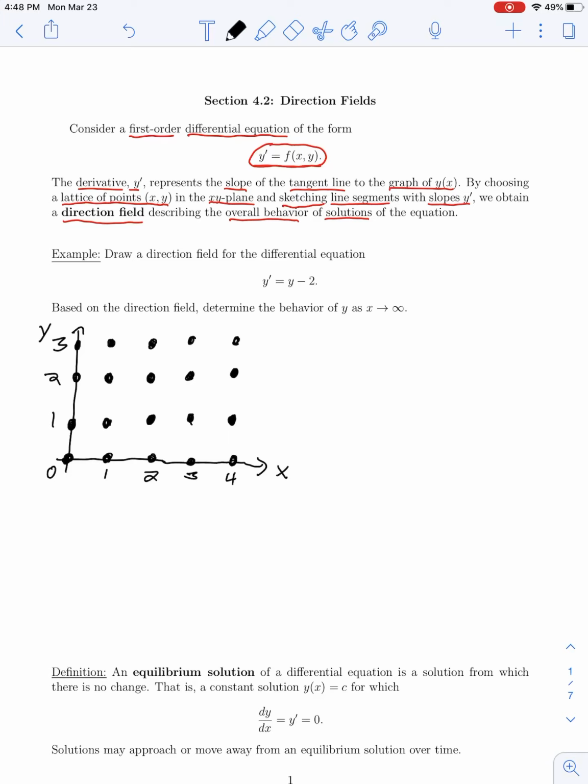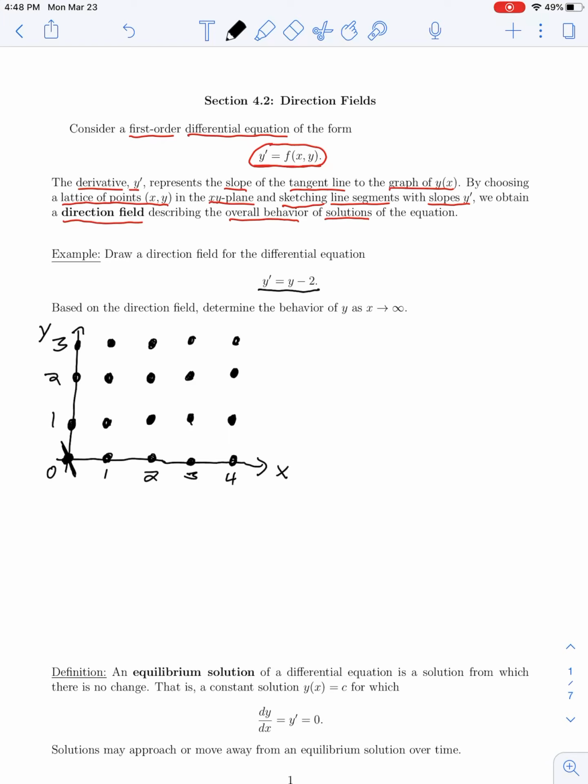And for each of these points, we're going to calculate y prime, the slope of our tangent line to the graph of this function. So starting with the point (0, 0), if y is equal to 0, we see that our derivative, y prime, would be negative 2. So through the origin, we're going to draw a little line segment that has a slope of negative 2, so a relatively steep and negative line segment.